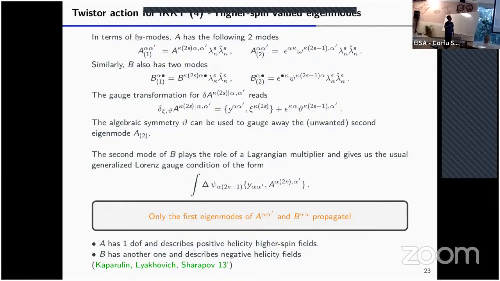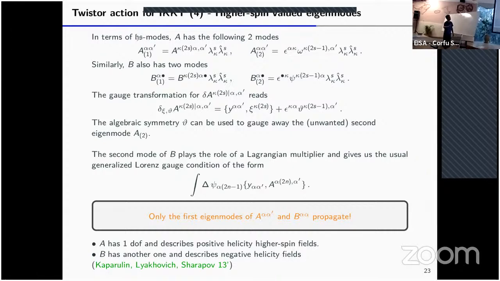So now let me try to analyze the higher spin modes on twistor space. In terms of the higher spin modes, the A field, which is the fluctuation of the P coordinate, will have two modes, A1 and A2, okay? And similarly, the B field, which is an auxiliary field, also contains two modes here and here. So we require the A field to transform as follows. Here is the usual local gauge symmetries. And here, maybe some of you haven't seen it before.